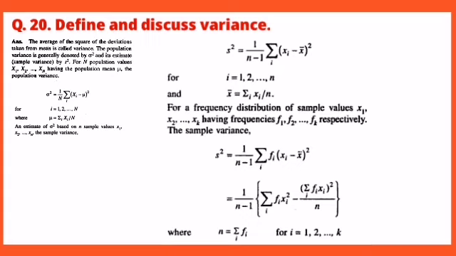For a frequency distribution of sample values x1, x2, up to xk having frequencies f1, f2, up to fk respectively, the sample variance, s squared equals 1 divided by n minus 1, sum of fi into (xi minus x bar) whole squared, which is equal to 1 divided by n minus 1 into [sum of fi xi squared minus (sum of fi xi) whole squared divided by n], where n equals sum of fi, for i equals 1, 2, up to k.